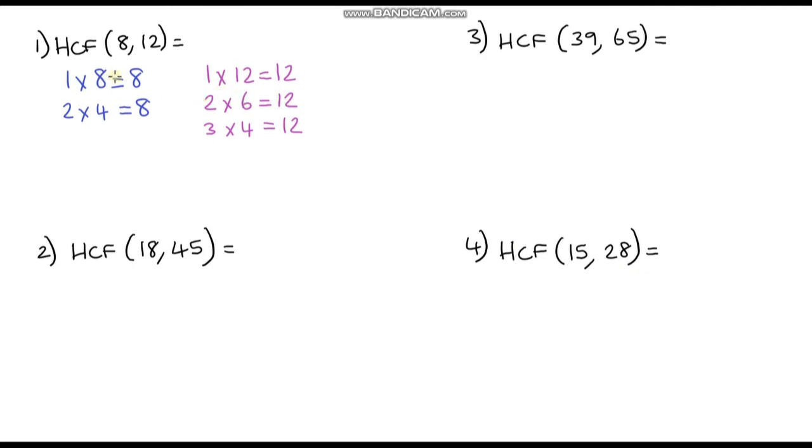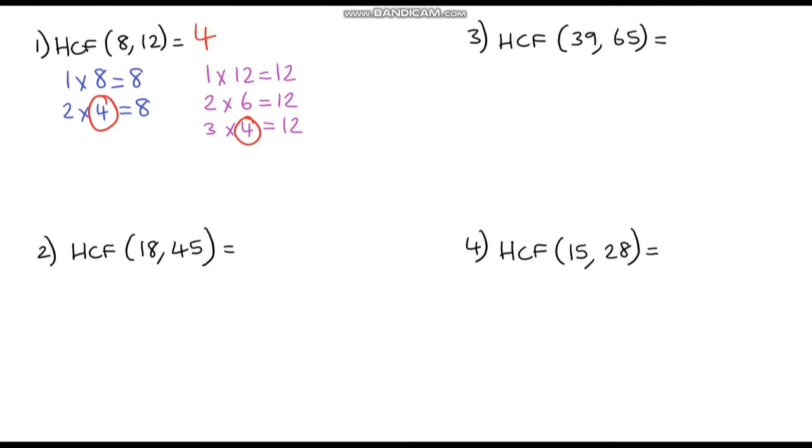Now, what is the highest factor that is in both sets of numbers? So we've got a 1 and a 1. We've got 2, 2. We don't have a 3 in this one. We've got a 4 and a 4. And I think that is the highest one. So yes, the highest common factor of 8 and 12 is 4.